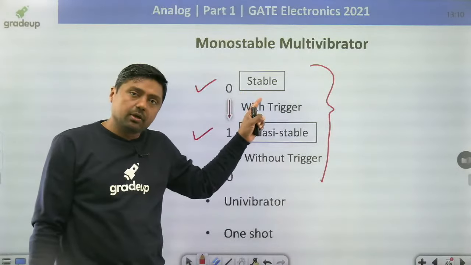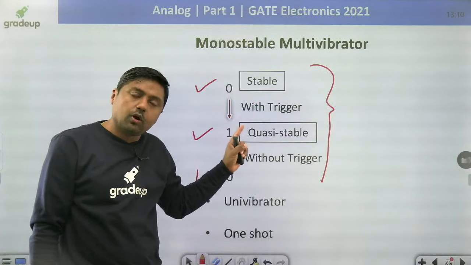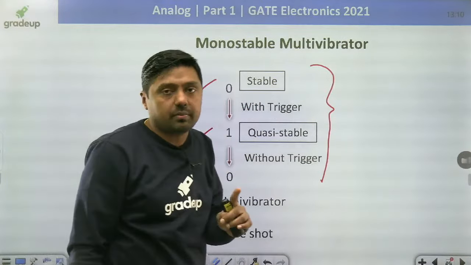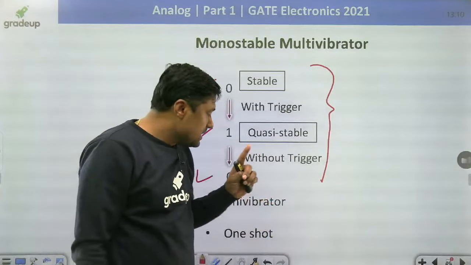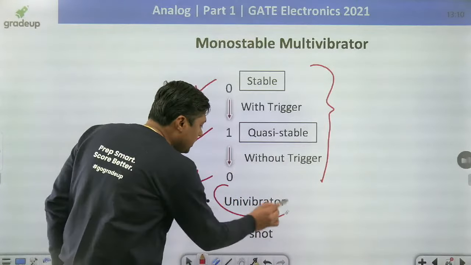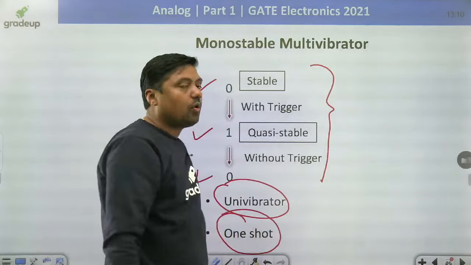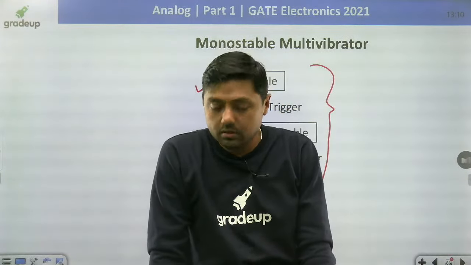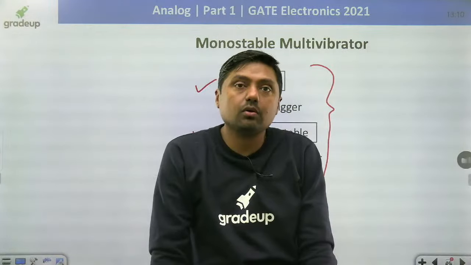One state is stable; from 0 to 1 it requires a trigger, from 1 to 0 no trigger, and that's why it is called monostable multivibrator. One state is stable, one state is quasi-stable. Second, it is also called univibrator, it is also called one shot. What are the applications? It is used as a delay element.